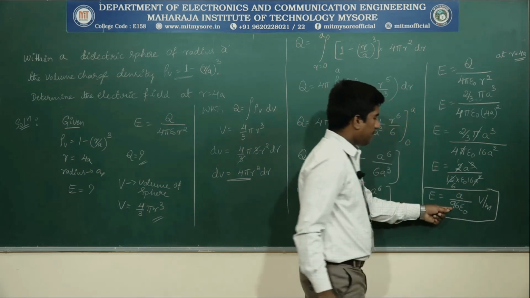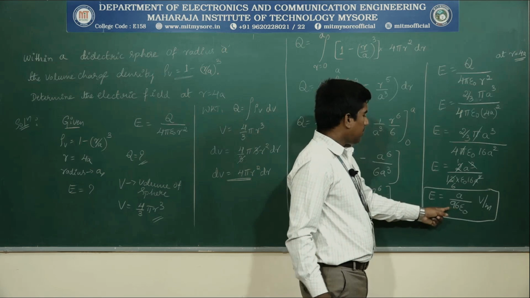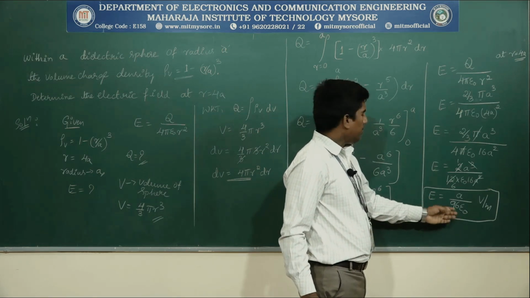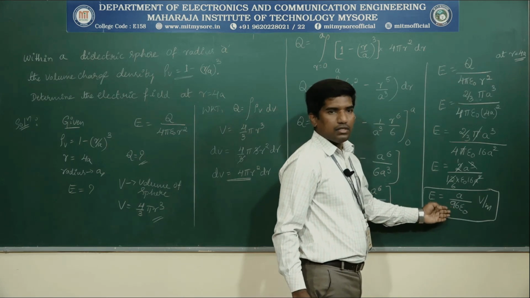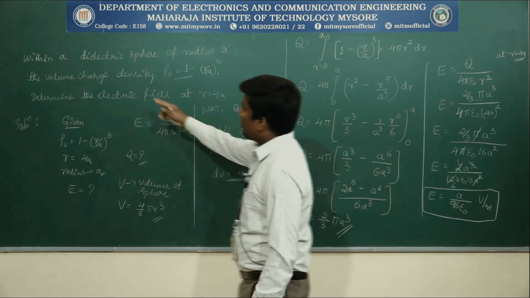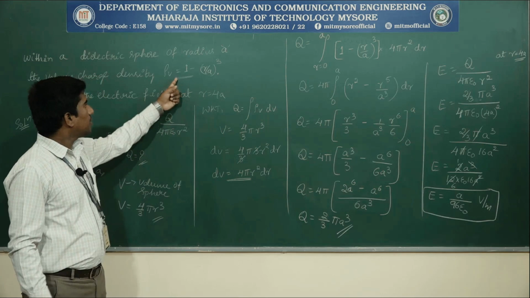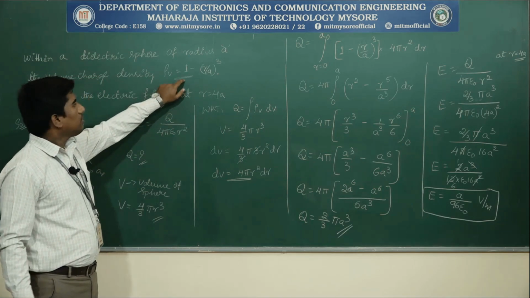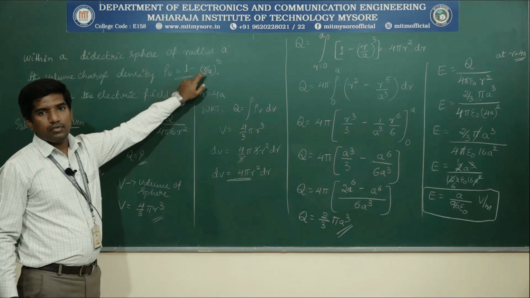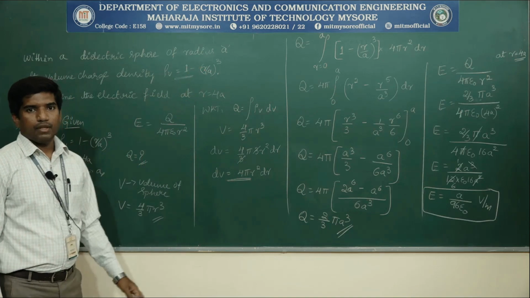What is D? D is just a divided by 96, because D is equal to E into epsilon naught. We can easily calculate electric flux density out of this equation. This is the only change for this problem in comparison with the previous one, because you need to remember this one. Rho v is dependent on the radius of the sphere and the distance r from the center. Thank you.